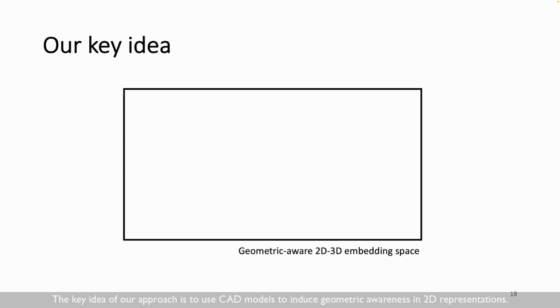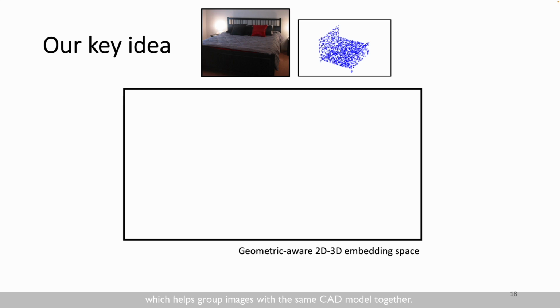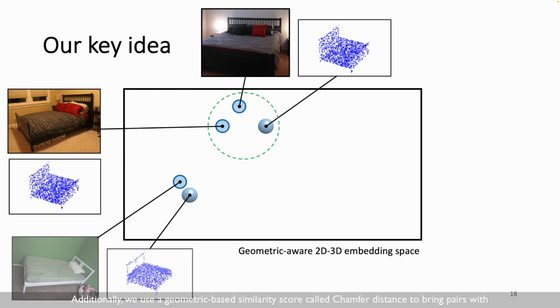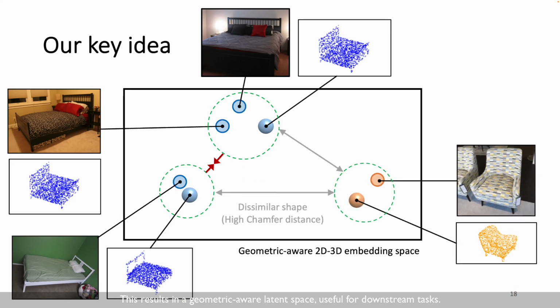The key idea of our approach is to use CAD models to induce geometric awareness in 2D representations. We achieve this by learning a joint 2D-3D space of RGB images and point cloud versions of CAD models, which helps group images with the same CAD model together. Additionally, we use a geometric-based similarity score called chamfer distance to bring pairs with similar shapes closer together while pulling apart those with dissimilar shapes. This results in a geometric-aware latent space useful for downstream tasks.